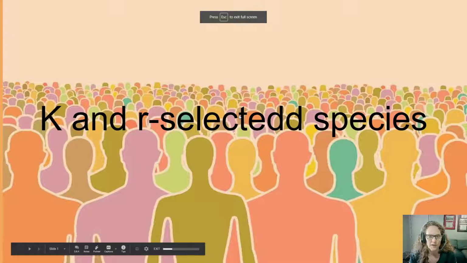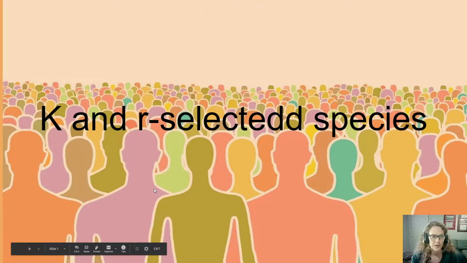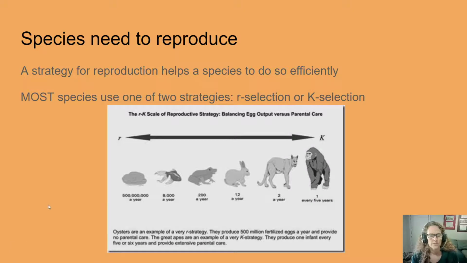Okay, so let's talk about R selected species and K selected species. So bottom line, in order for an entire species to survive, they've got to be able to reproduce and pass on their genetic information to their offspring. And hopefully that genetic information is good enough that it helped them to survive, and it's going to give their offspring the same advantages of survival as the parents had.